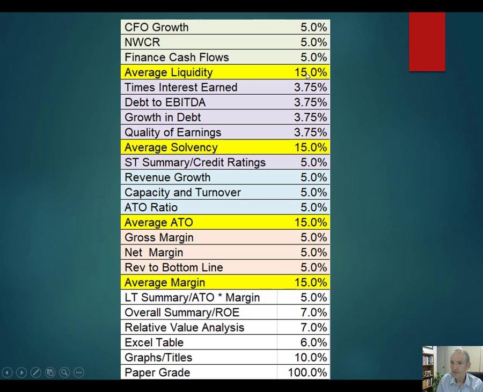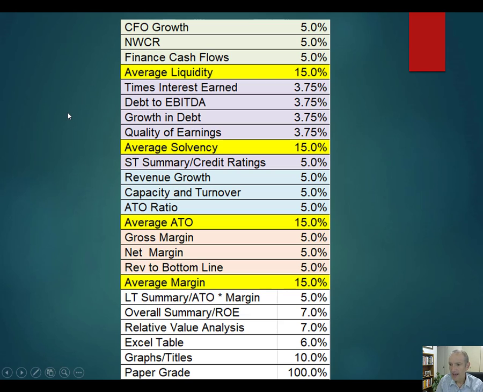Here's liquidity, it's 15%, solvency is 15%, asset turnover is 15%, margin is 15%, your summary of the short term is 5%, your summary of the long term is 5%, return on equity is 7%, relative value analysis is 7%, the Excel table, which I've already built for you, all you have to do is clean it up and put it into your paper, that's 6%, and the graphs, cleaning them up, putting a good title on them, that's 10%. So this is where we're going. You can see how specifically detailed I want you to be on each one of these.